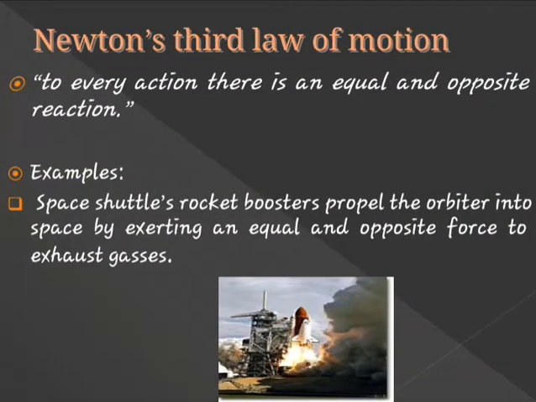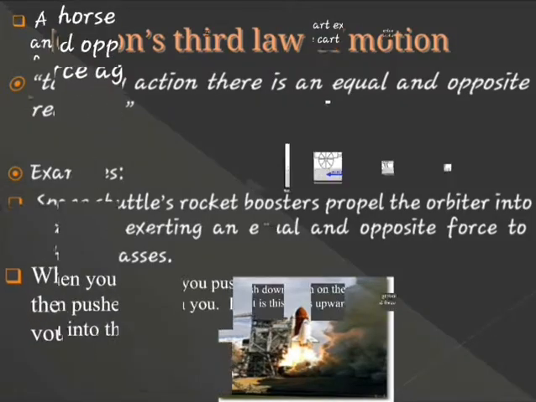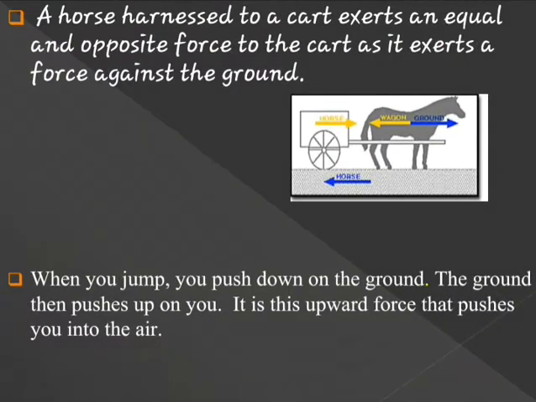The easiest law ever. Newton's third law of motion. To every action, there is an equal and opposite reaction. Examples. Space shuttle rocket boosters propel the orbiter into space by exerting a force equal and opposite to that on the exhaust gases. A horse harnessed to a cart exerts an equal and opposite force to the cart as it exerts a force against the ground.